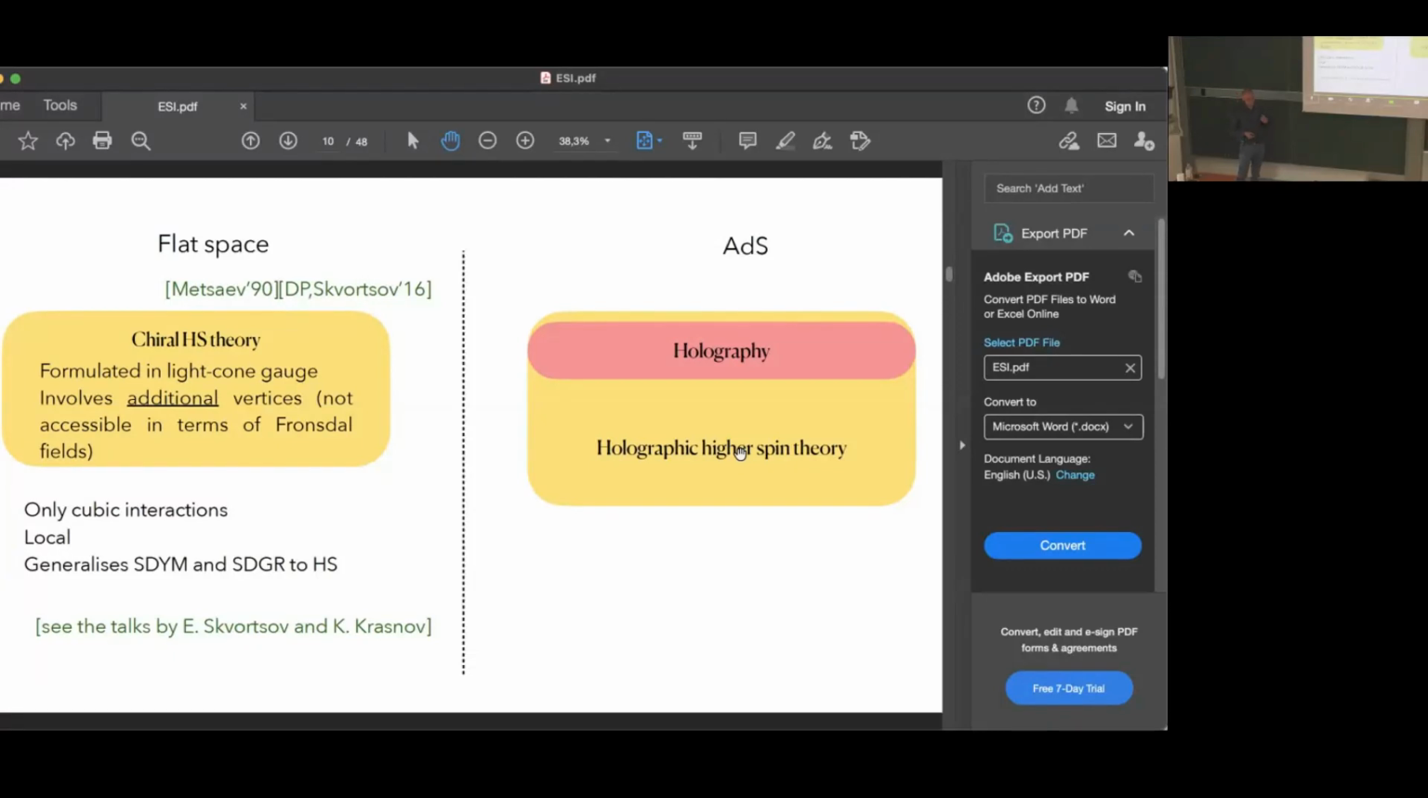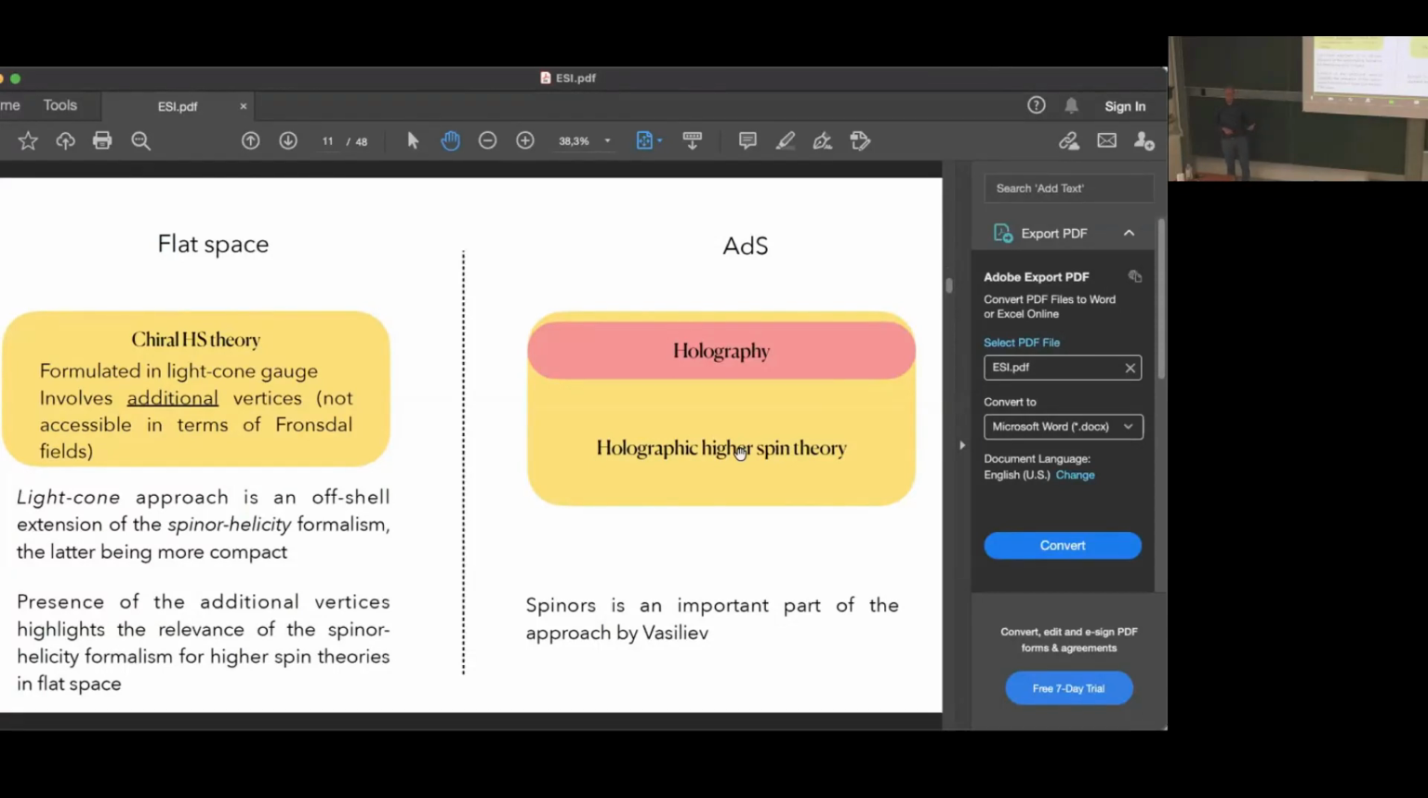The important thing here is that the light cone approach allows us to construct additional interactions which are not available in terms of Fronsdal fields. And these vertices are in fact important because they enter this theory. They are unavoidable in these theories. Which highlights the importance of using the light cone approach compared to the usual approach which deals with Fronsdal fields. And it turns out that the spinor-helicity formalism, which I'm going to explain in the following, is closely related to the light cone formalism, so it also features these additional vertices. But spinor-helicity formalism for many purposes is by far more efficient. That's why I'm going to focus on it. And let me also stress that spinors are also used extensively in Vasiliev theory. So the role of spinors for the Higher-spin theories is sort of clear for some time.